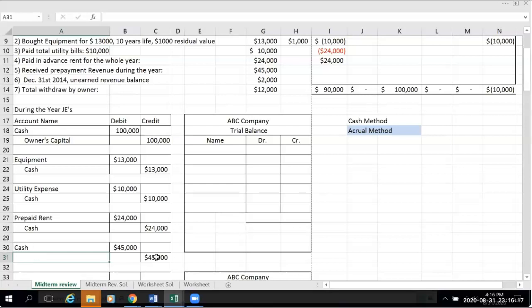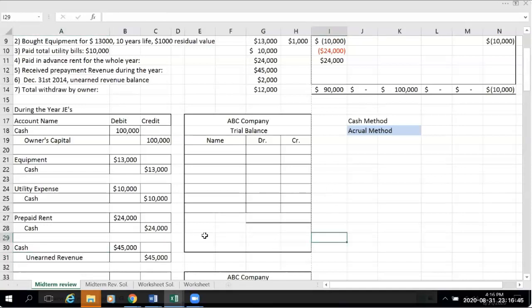Cash, $45,000 received. Something has to be credited, but I did not earn this yet. I cannot recognize it as revenue. So I call it unearned revenue. There you go. Unearned revenue.